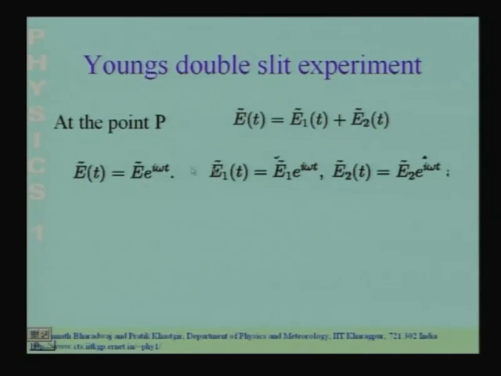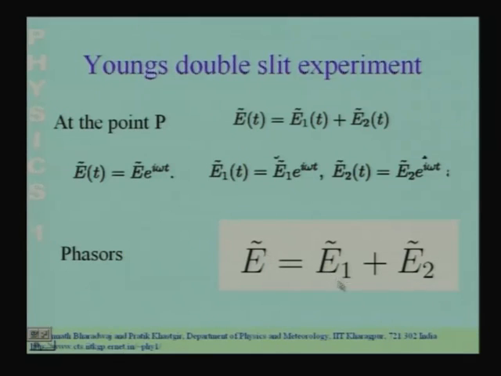So, we can cancel out the factors of e to the power i omega t from all three of these, and this expression now reduces to a relation between these constant complex amplitudes E1 tilde, E2 tilde and E tilde. E tilde is the complex amplitude of the resultant, and it is the sum of E1 tilde, which is the complex amplitude of the contribution from the first slit, and E2 tilde, which is the complex amplitude of the contribution from the second slit.